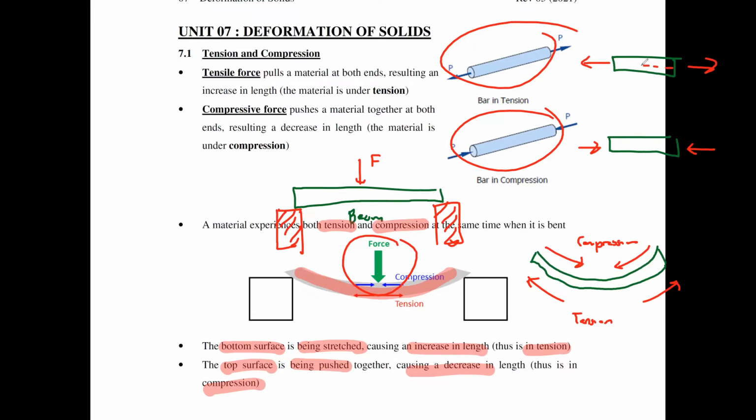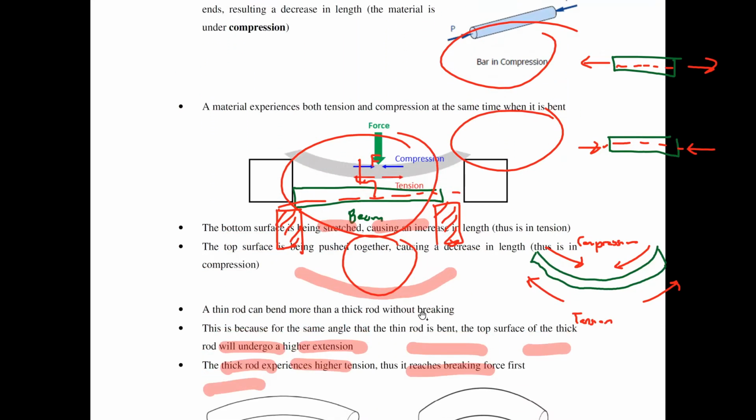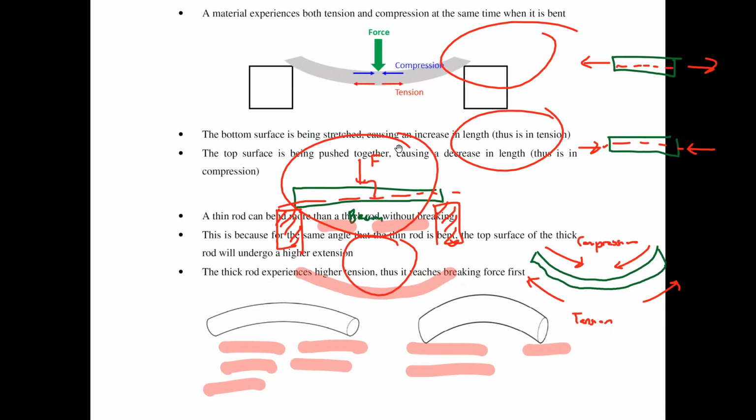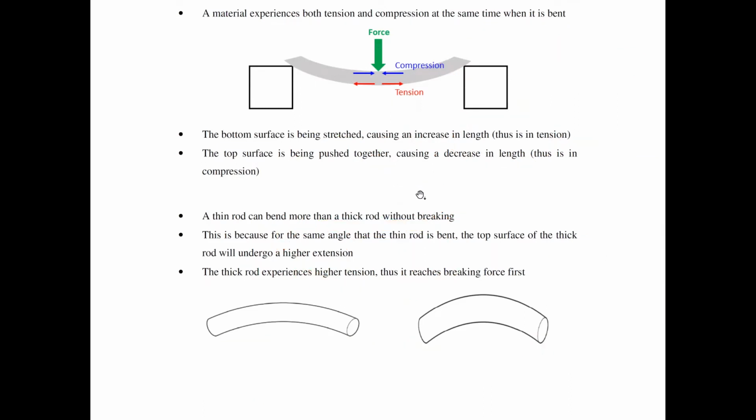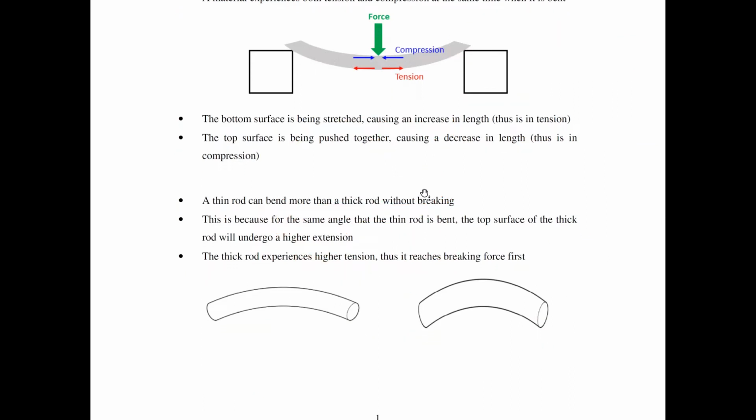This one, you apply a force along the axis of the beam. But this one here, you're not applying the force along the axis of the beam, you're applying a force perpendicular to the beam. So the same force can cause different effects here: compression, tension, or both at the same time. All right, and then you look at the bottom portion here. A thin rod can be bent more than a thick rod without breaking. Now, if you have two different rods, or rather two different wires in real life, I have a wire that looks like this, and then I have another wire that is much thicker.